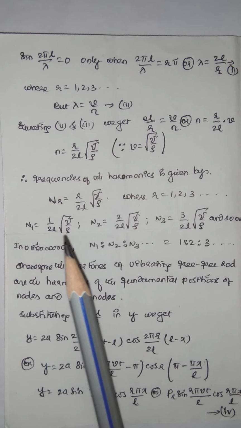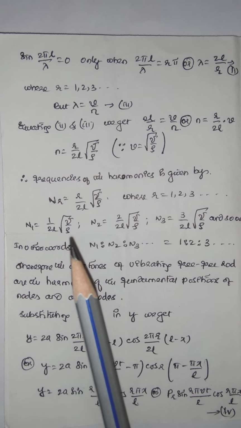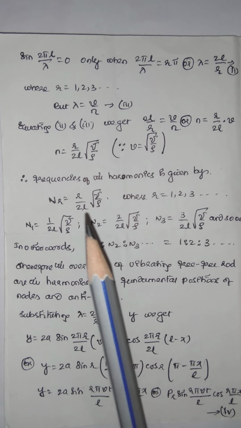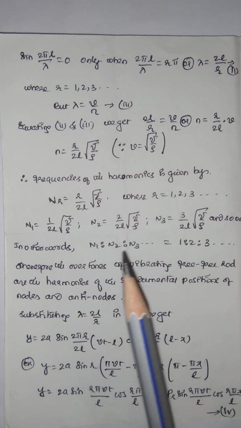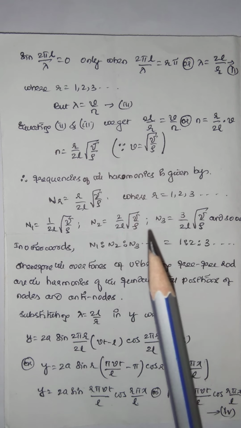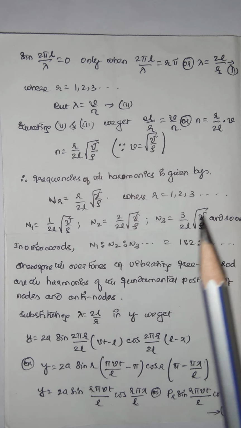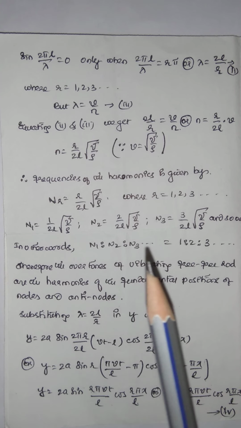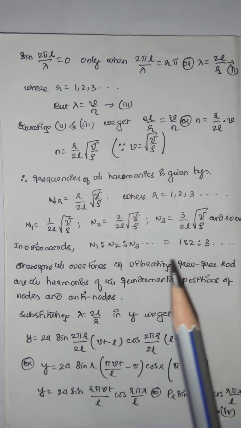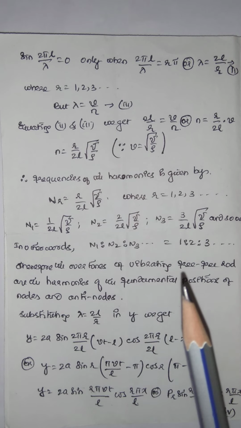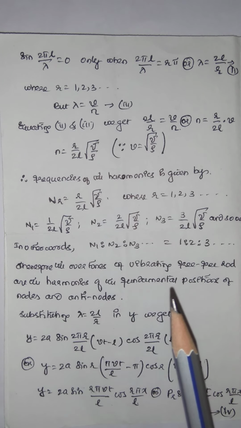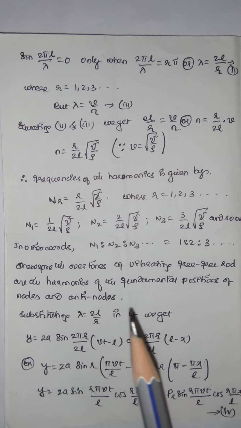n1 is equal to 1 by 2L into square root of gamma by rho. If r is equal to 2, then n2 is equal to 2 by 2L into square root of gamma by rho. When r is equal to 3, n3 is equal to 3 by 2L into square root of gamma by rho, and so on. In other words, n1, n2, n3 are in the ratio of 1:2:3, etc. Therefore, the overtones of a vibrating free rod are the harmonics of the fundamental.